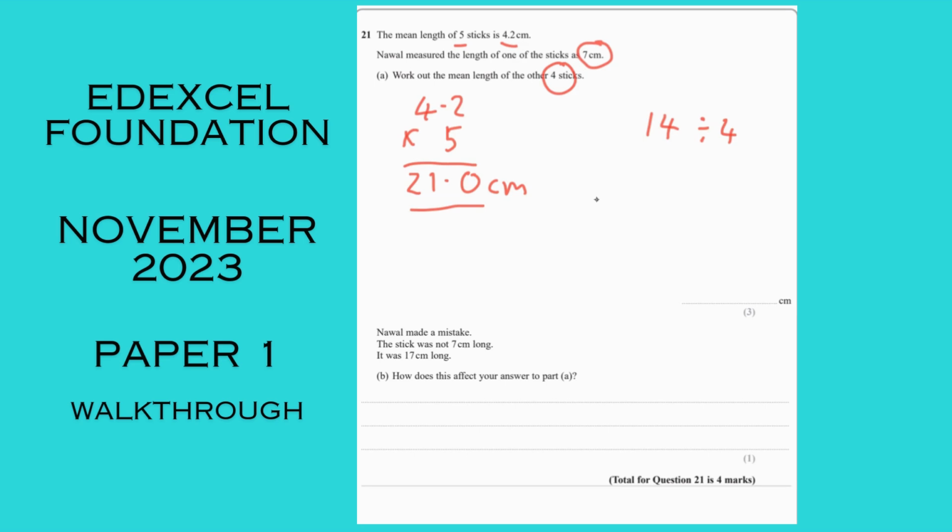Now, not the greatest of numbers, but divide by 4 means halve it for 7, halve it again for 3.5, or an equivalent. The next bit, we have, does the measurement of 17 centimetres affect the answer? Well, yes, because it would reduce this number there, so we'd be sharing a smaller amount. So any words along the lines that it would reduce the mean, I'll leave it up to you.